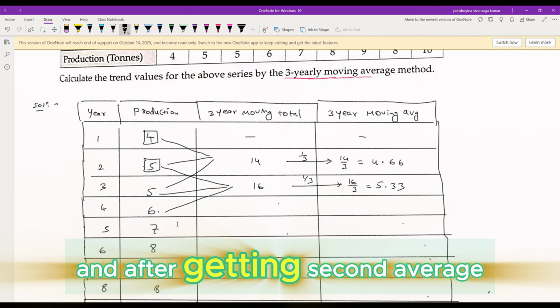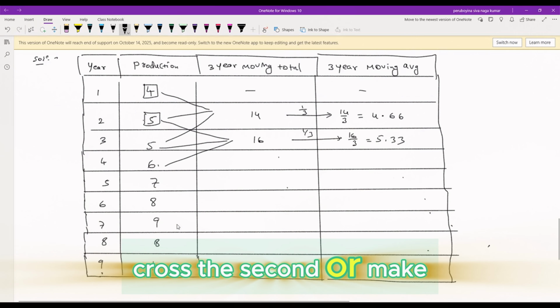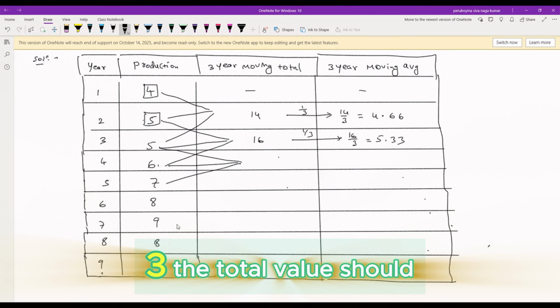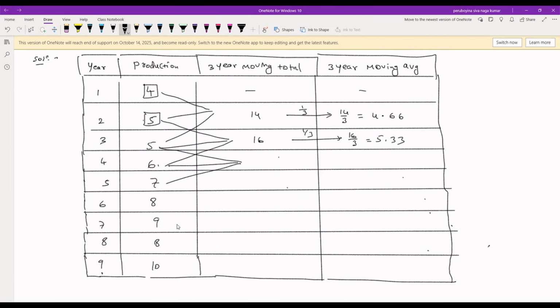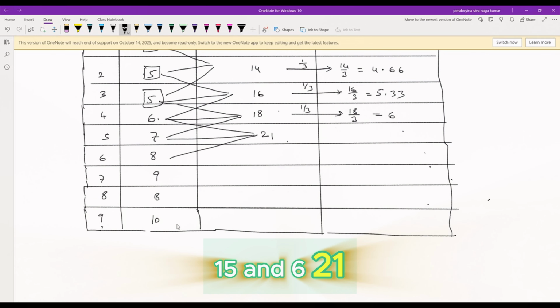After getting the second average, make a box for the second value and select the next 3. The total value you should write in the middle. So 5, 6, 7 gives 18, divided by 3. 18 by 3 is 6. Then 6, 7, 8 gives 21. 21 by 3 is 7.